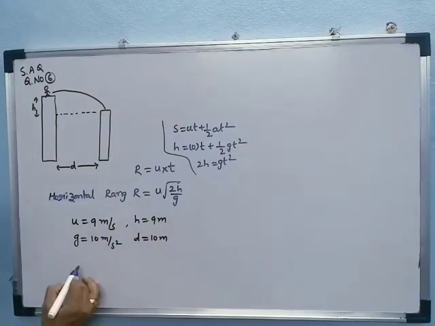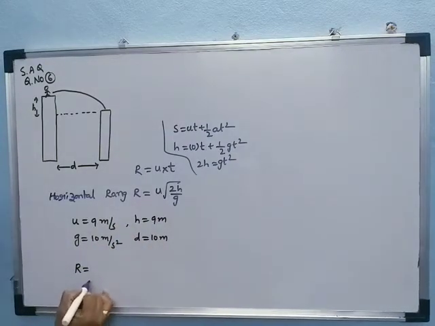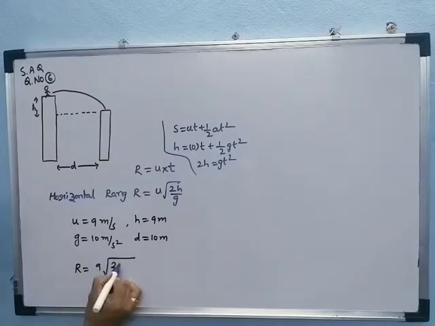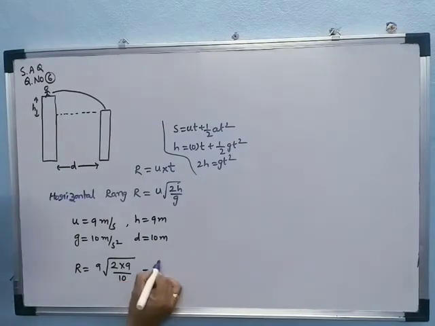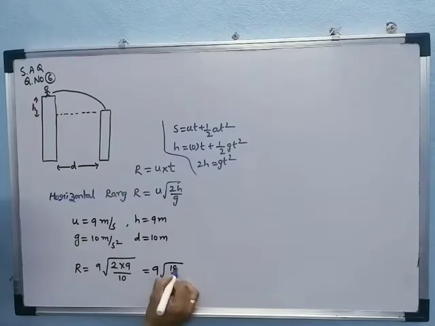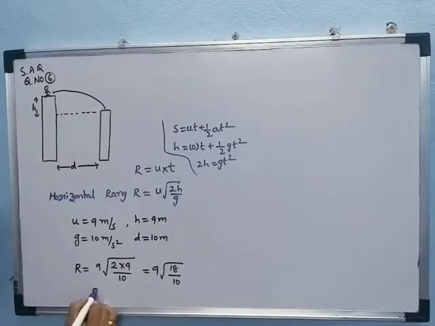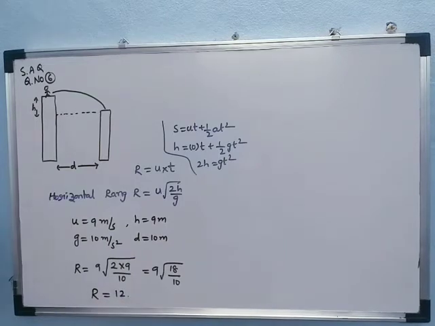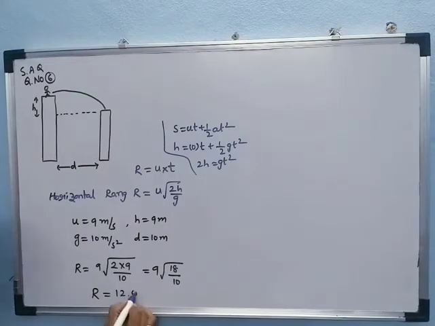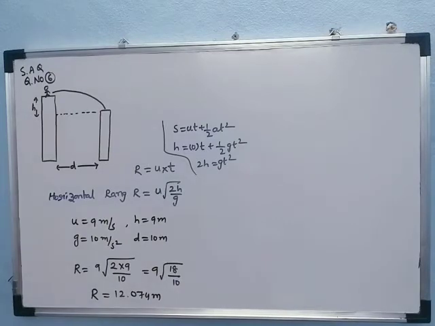Substituting the values here, this range R is equal to u, 9, under root of 2 into h, 9, by 10. So that is equal to 9 into under root of 18 by 10. Finally we are getting this horizontal range R is equal to 12.074 meters. See how much is there? It can be run to jump.